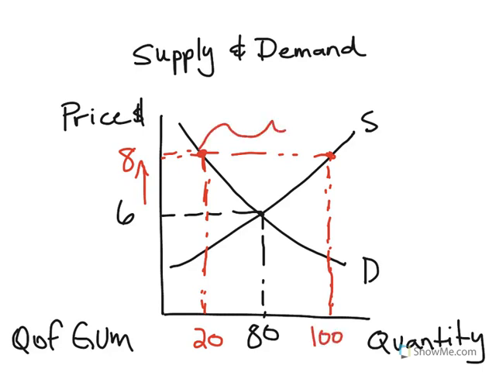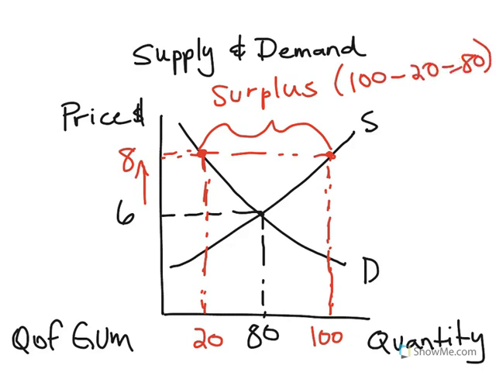When this occurs, the difference between the quantity supplied, which is 100, and the quantity demanded, which is 20, is a surplus. This surplus of 80 units, and the 80 units comes from 100 minus 20, is only temporary. What happens next is competitive forces will push the price downward until the price gets back to the equilibrium price of $6 and equilibrium is restored. Again, at a $6 price, the quantity demanded equals the quantity supplied, in this case 80, and equilibrium is back in play, and there's no longer a surplus of gum.